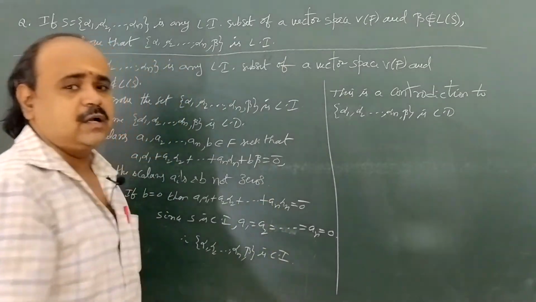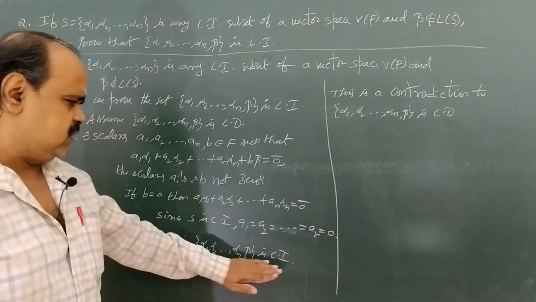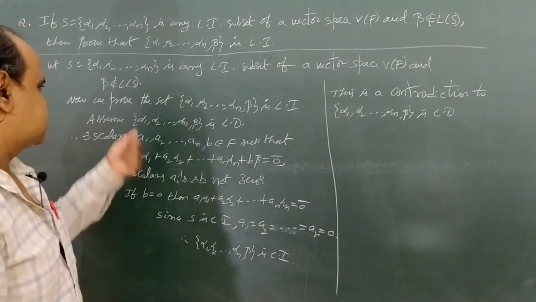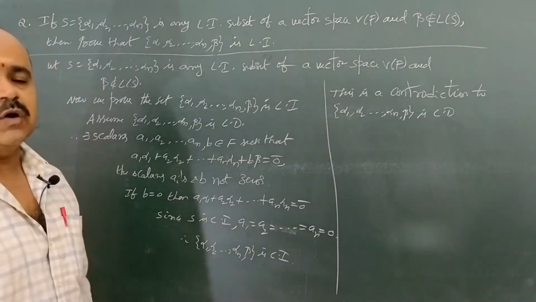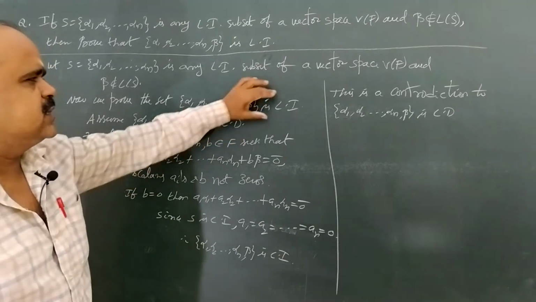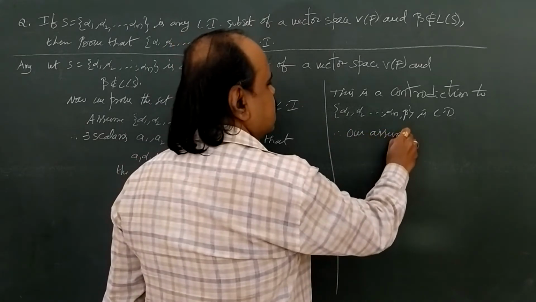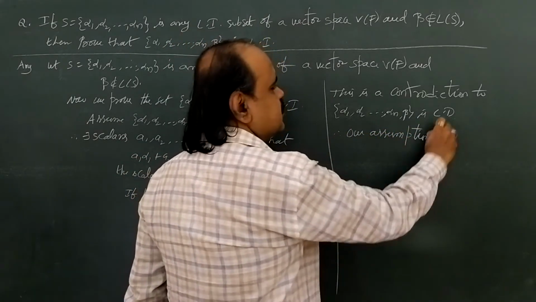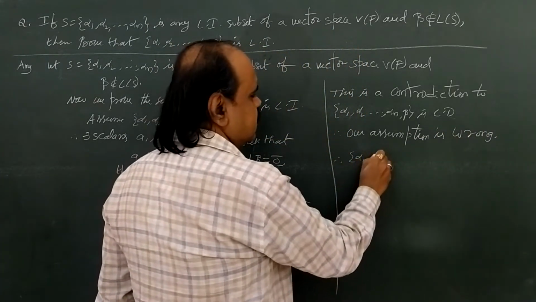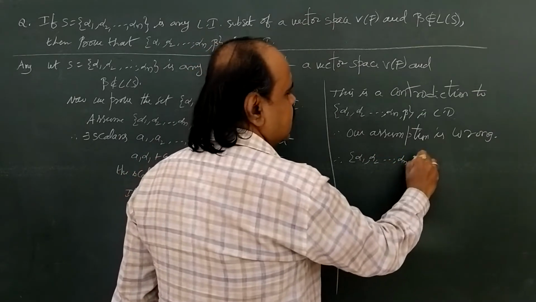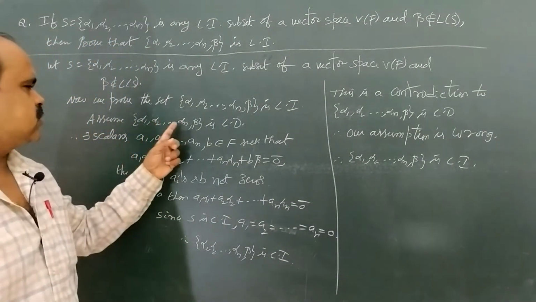A contradiction arises. Why does this contradiction come? Assuming this set to be LD is itself wrong. Why do we get this type of contradiction? Our assumption, that this set alpha 1, alpha 2 and alpha n, comma, beta is LD, is wrong. So what is correct? This set is not LD. It is Li. Therefore, our assumption is wrong. Therefore, we must have that the set alpha 1, alpha 2 and so on alpha n, comma, beta is Li.